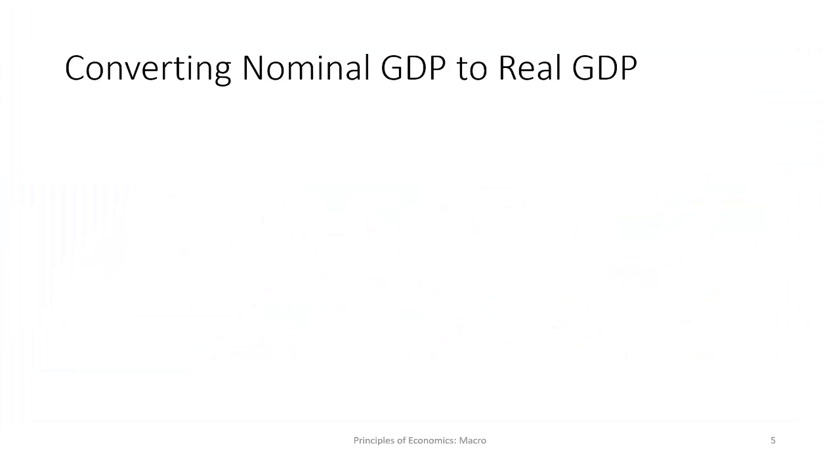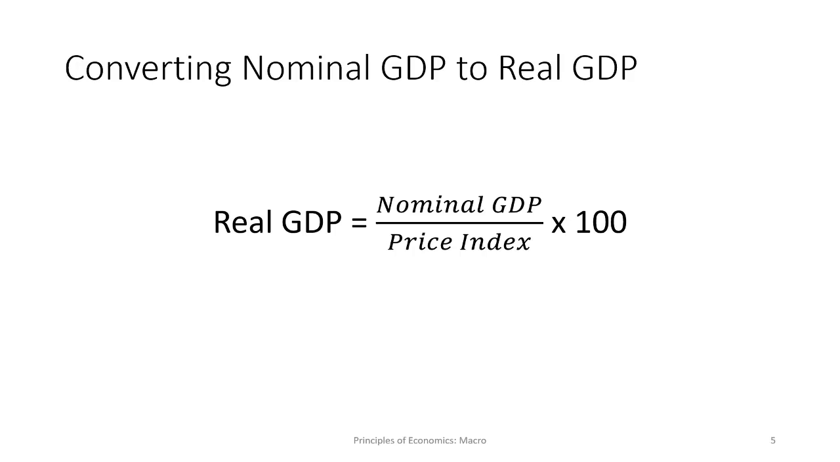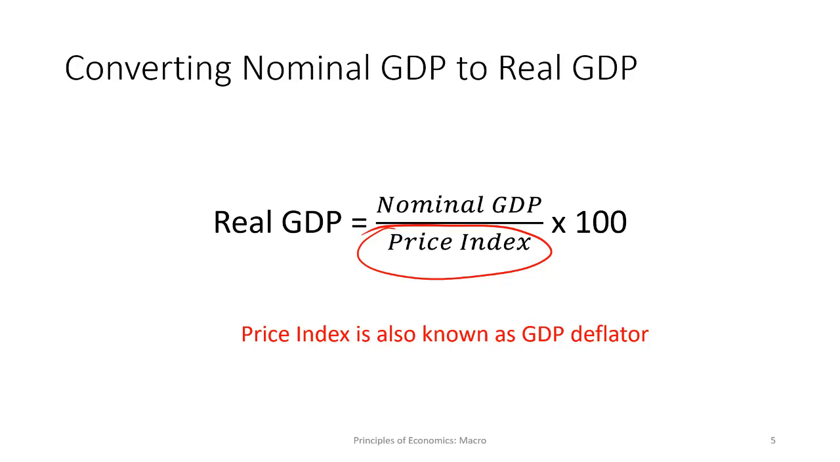To do this, we'll use a formula where we just divide nominal GDP by something called a price index. Now what is a price index? It is nothing but a measure of aggregate price in the economy. Every economy has thousands or millions of products that are produced. Think about the goods and services that you use each and every moment. A price index is nothing but an aggregate measure of prices for the whole country. This price index is also often known as the GDP deflator. That's another term we will use for price index.